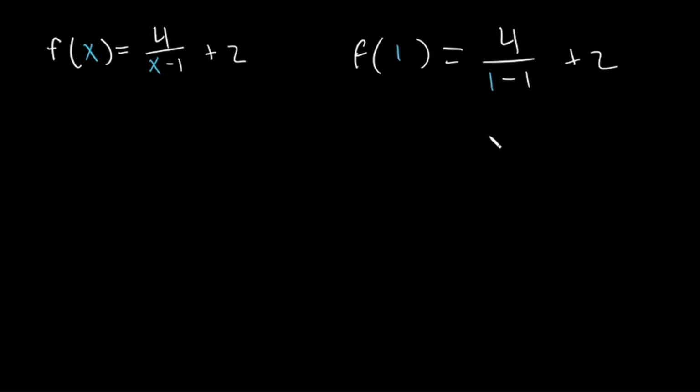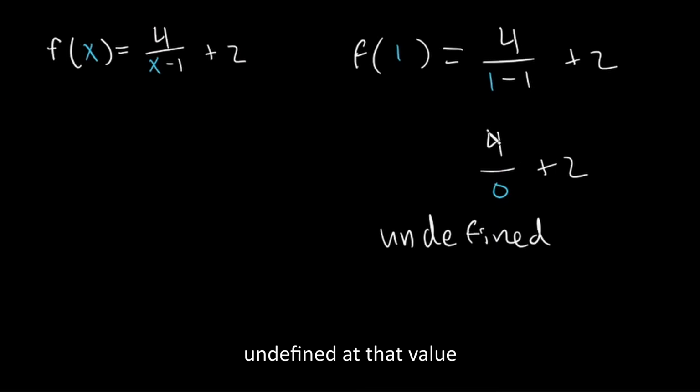So if we simplify this, we will have 4 over 0 plus 2. But as you've probably been told many times in mathematics, you cannot divide by 0. And so when you divide by 0 in a function, we say that the function is undefined at that value. So at f of 1, this function is going to be undefined. It is not going to take on any value at that function.